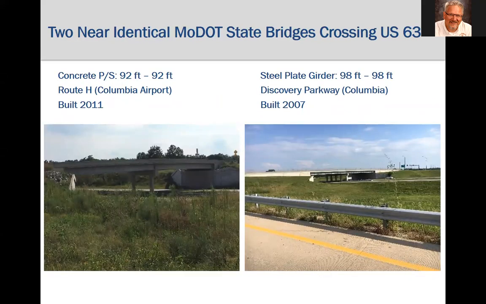Here are 2 nearly identical state bridges, one steel and one concrete, that cross over the same highway near Columbia, Missouri. Both are 2-span with the concrete bridge just a little longer and wider. So again, the total cost will be divided by the deck area for comparison. These are both design-bid-build projects with a contractor constructing the bridges.